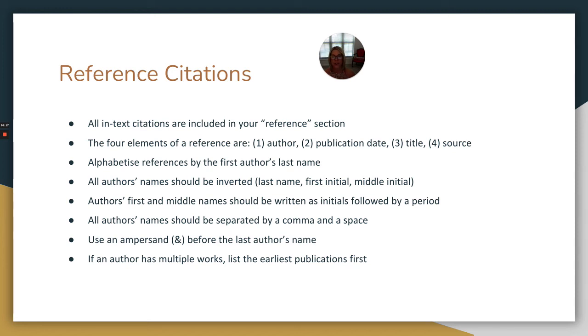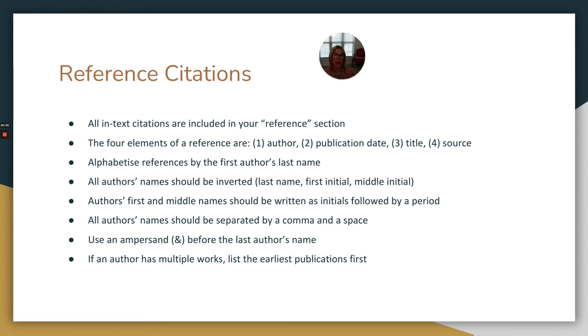In that reference list, you're going to alphabetize your reference list by the first author's last name. All authors' names should be inverted, so you're going to use the last name, comma, first initial, period, middle initial if they have that, period, and then a comma, and then you're going to list the other authors after that. The author's first and middle names should be written in initials, as I just shared, followed by a period. All authors' names should be separated by a comma and a space. And then you're going to use that ampersand before the last author's name.